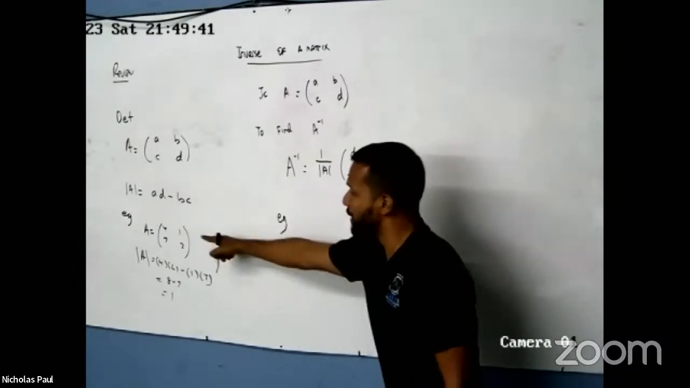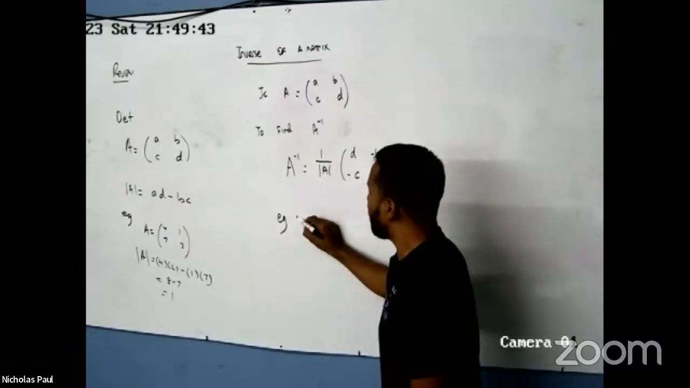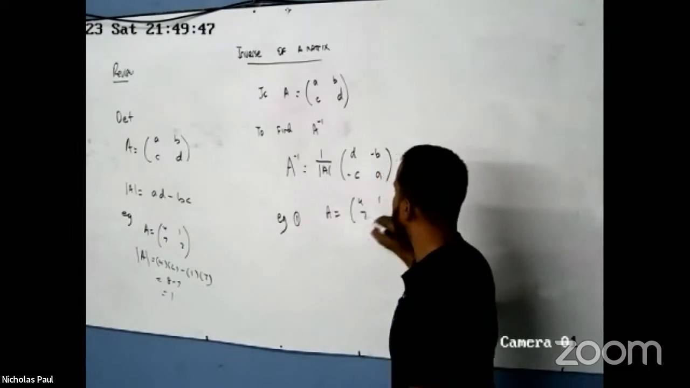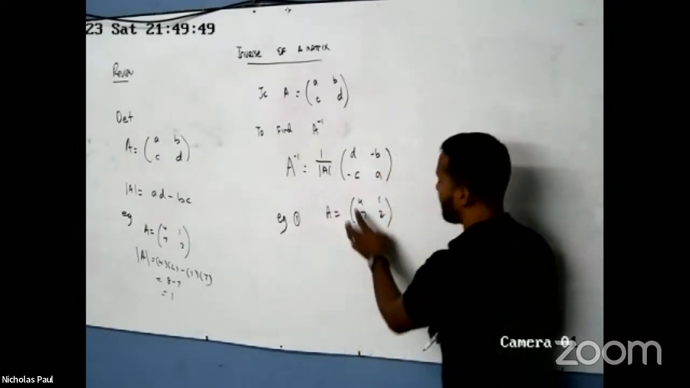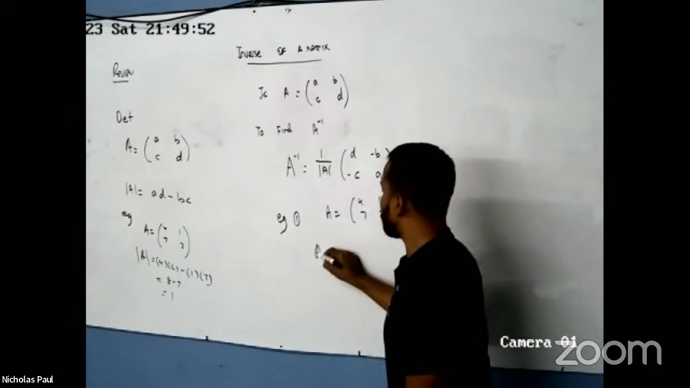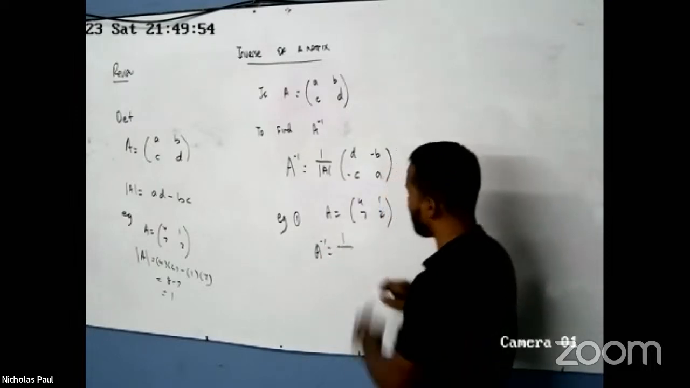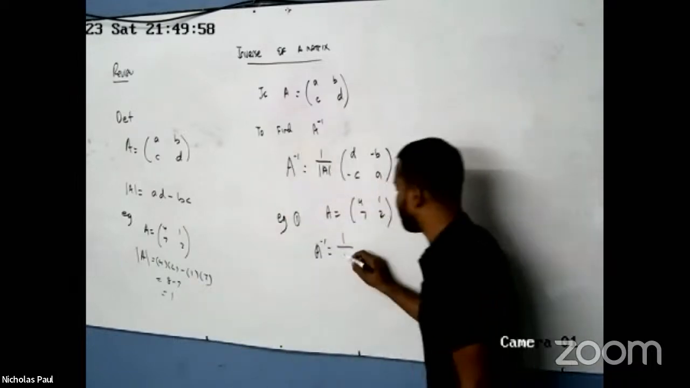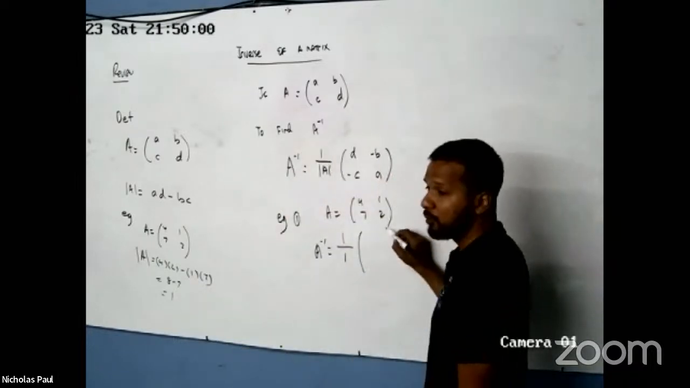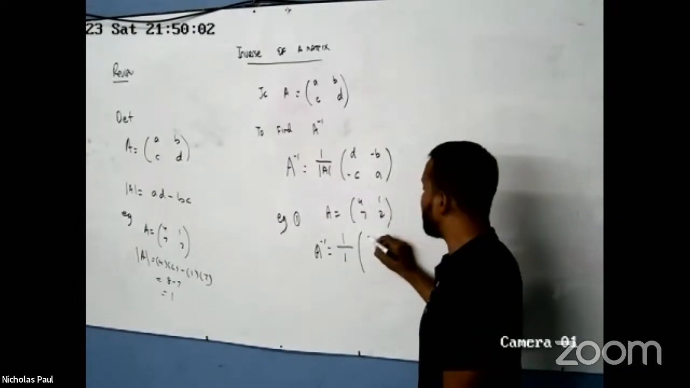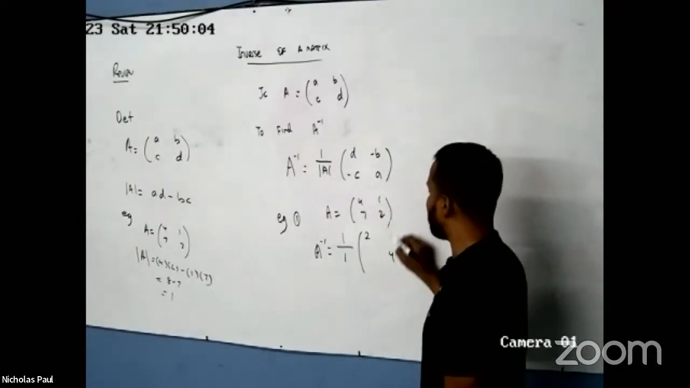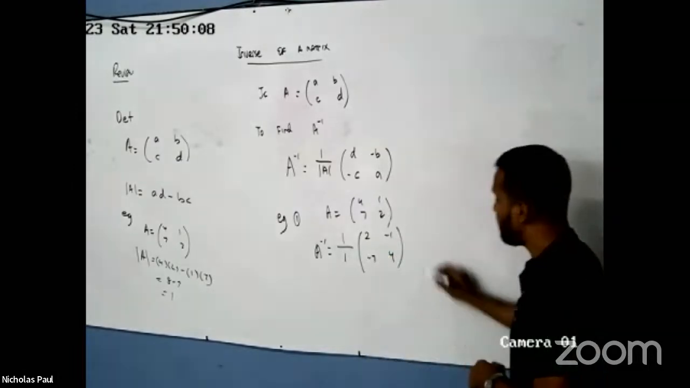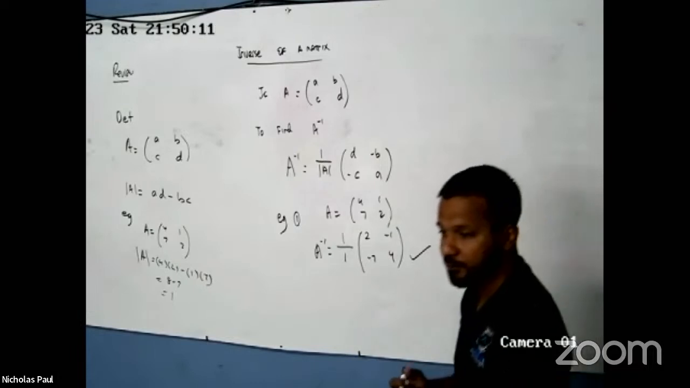So if I use back this example here to find the inverse of [4, 1; 7, 2], the inverse is equal to 1 over the determinant. What's the determinant of this? 1, right? And then what do we do? Flip the 2 and the 4 and put a minus by the 1 and the 7. That's it. That's the way you find the inverse of a matrix.